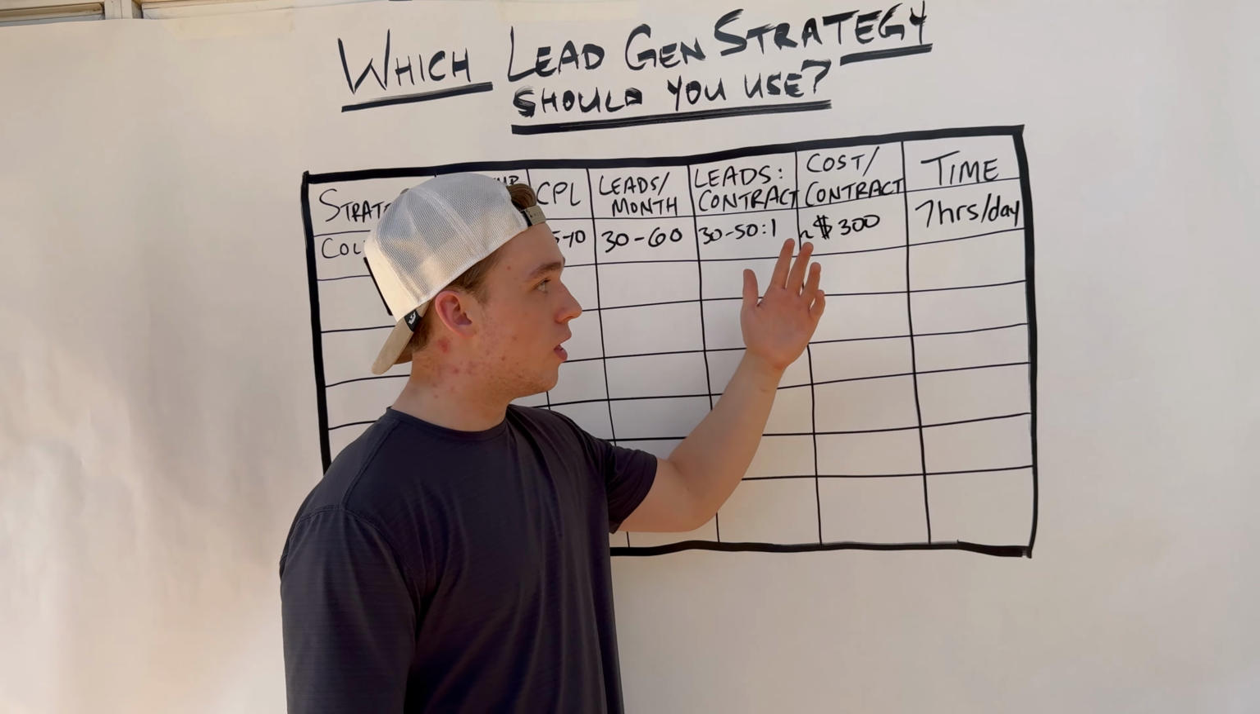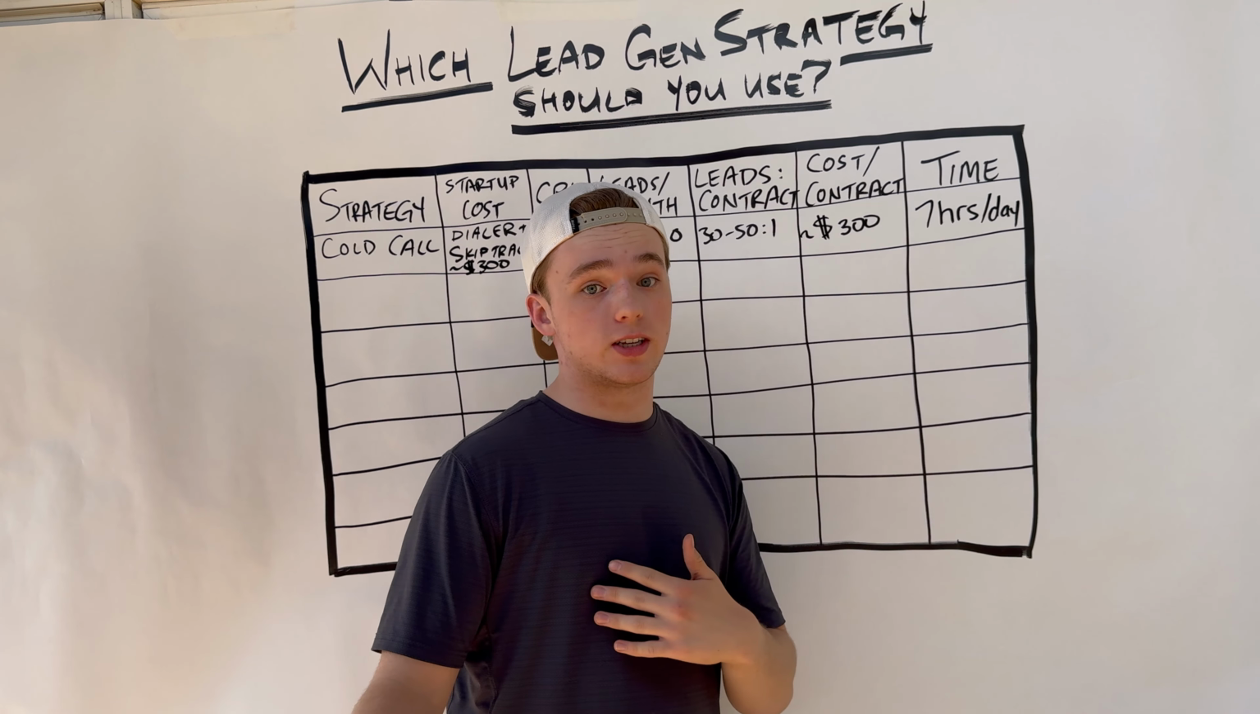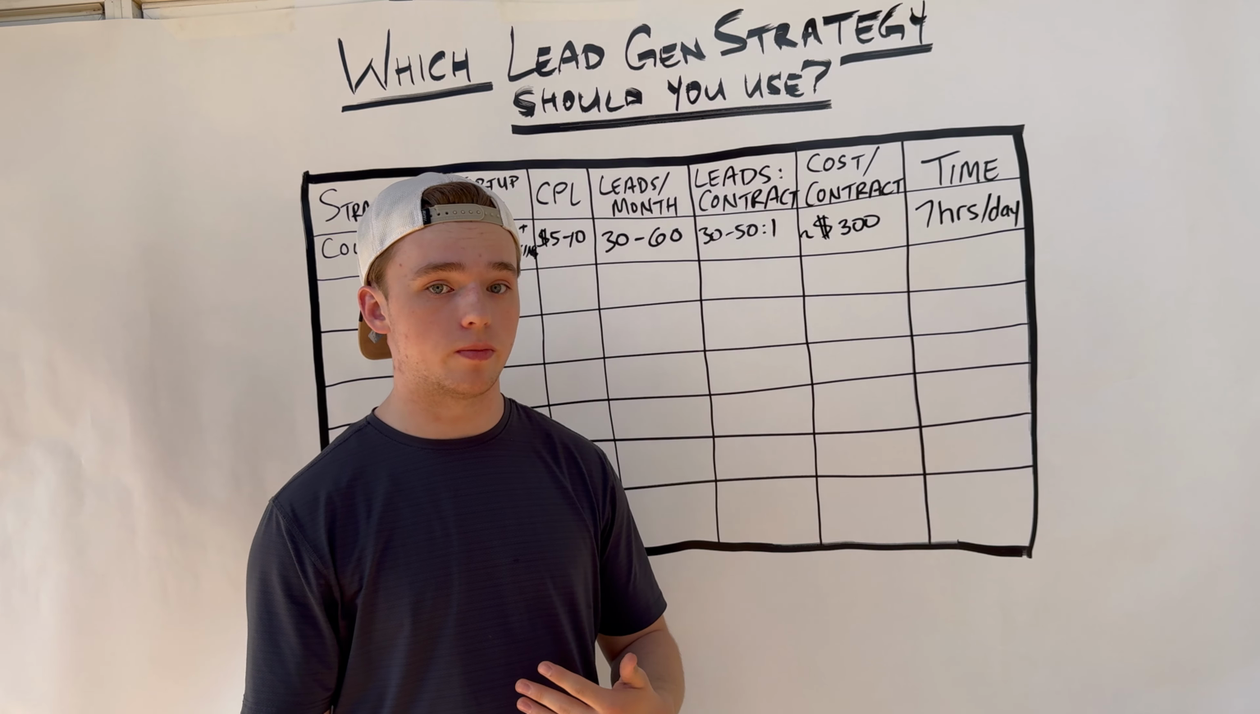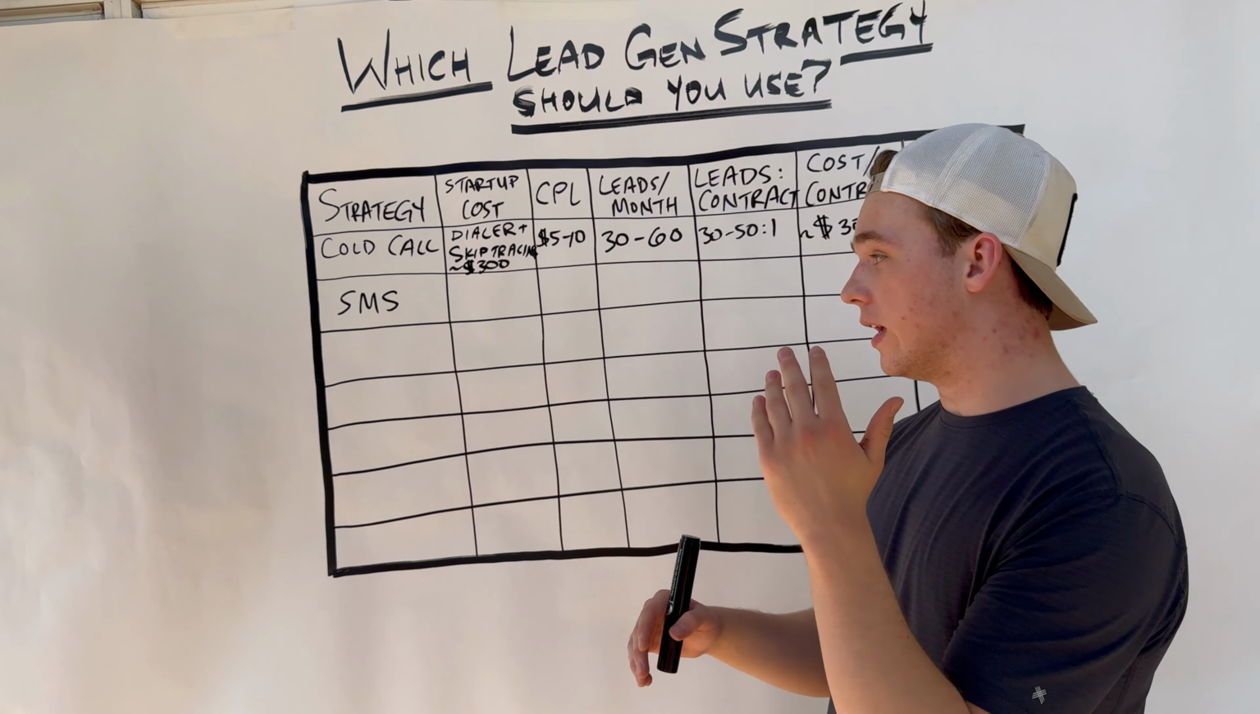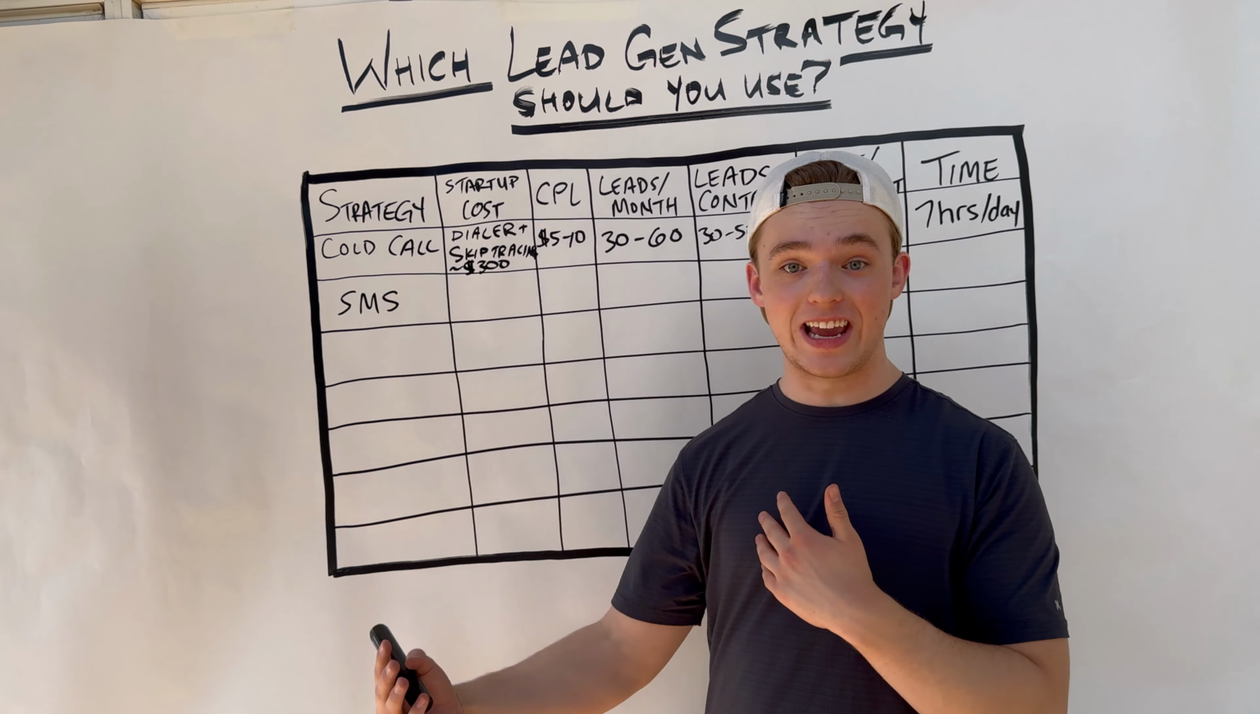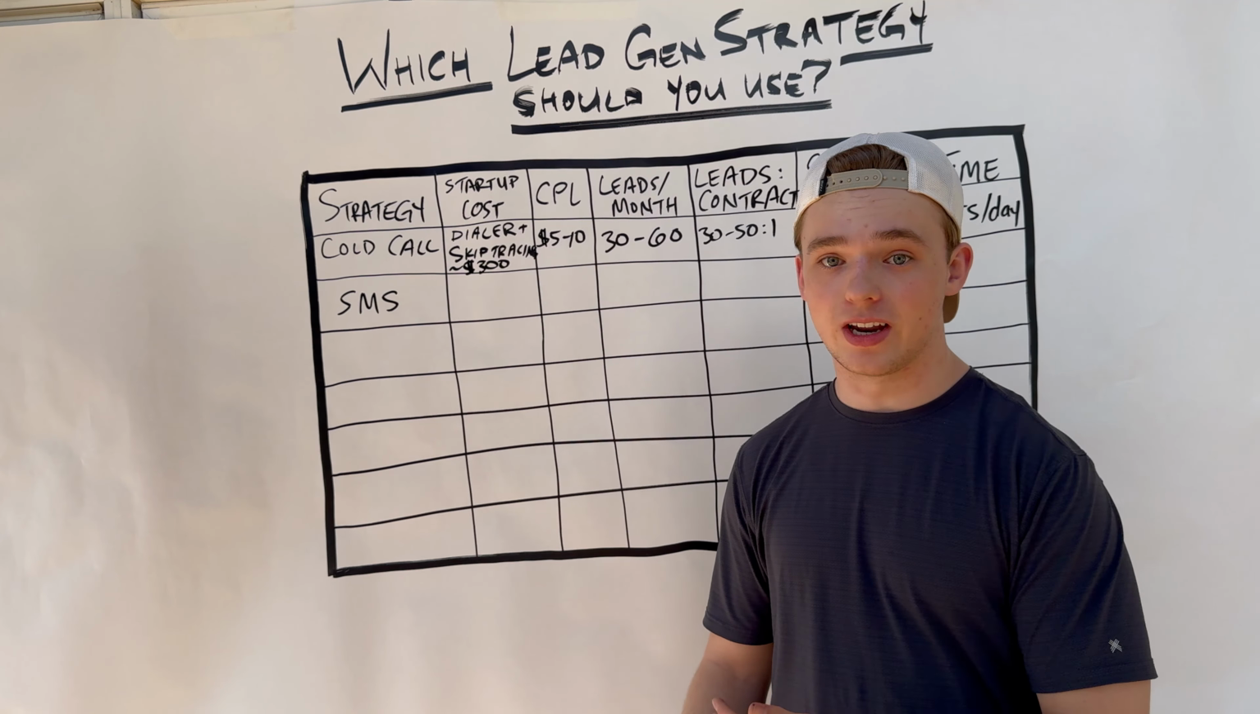So if they're putting in 3.5 hours a day, expect it to take probably 2 months to get a deal. The next strategy that we're going to be going over is SMS. This is really the lazy but effective way to get a deal.